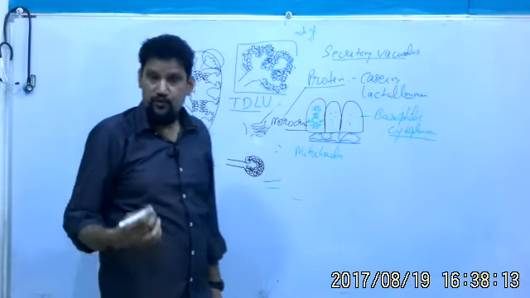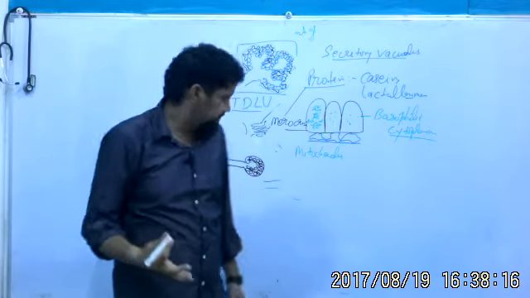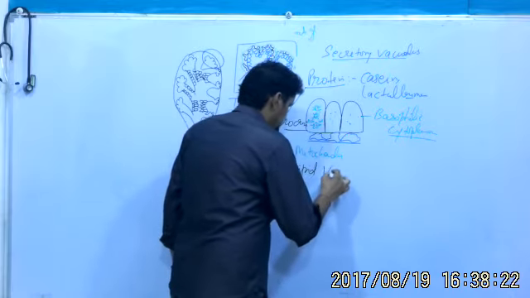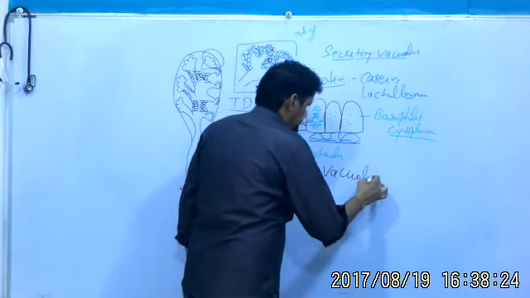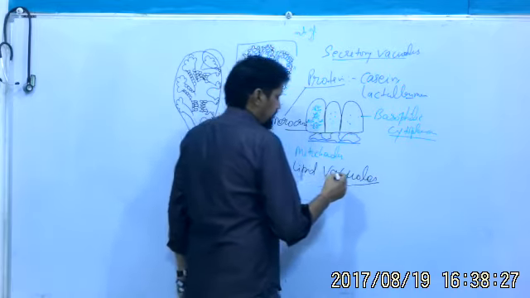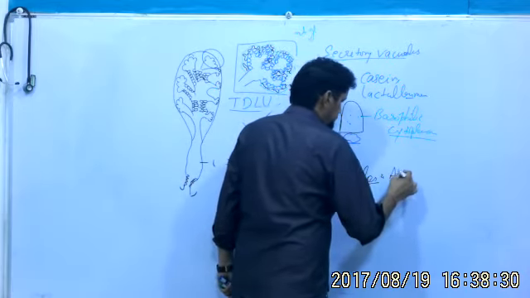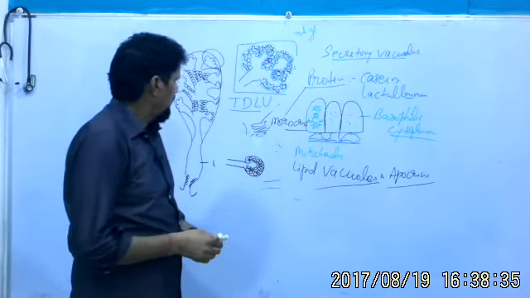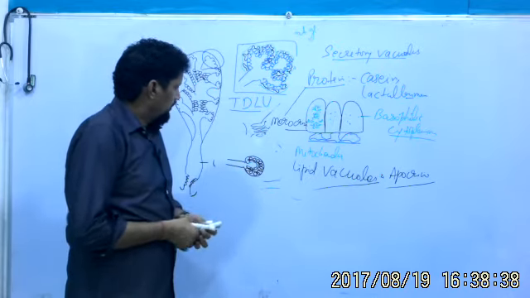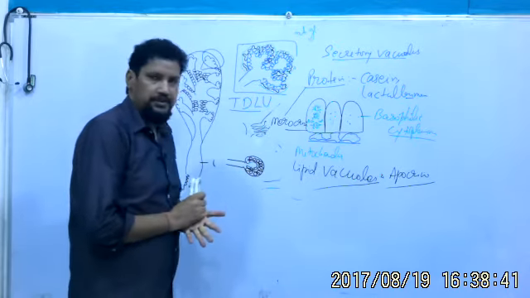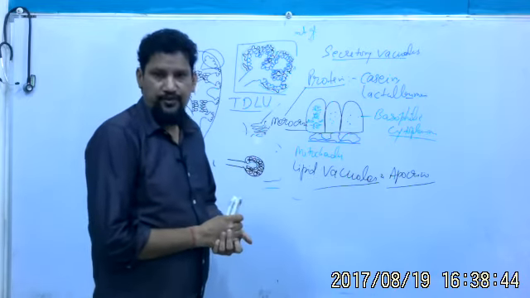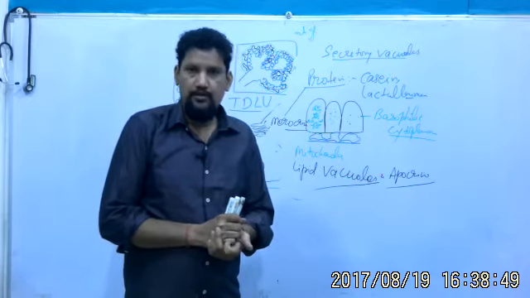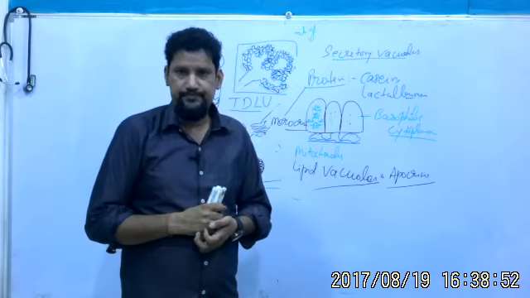But the lipid vacuoles are apocrine in nature. So, milk is secreted under influence of the hormones, which are secreted by the pituitary.